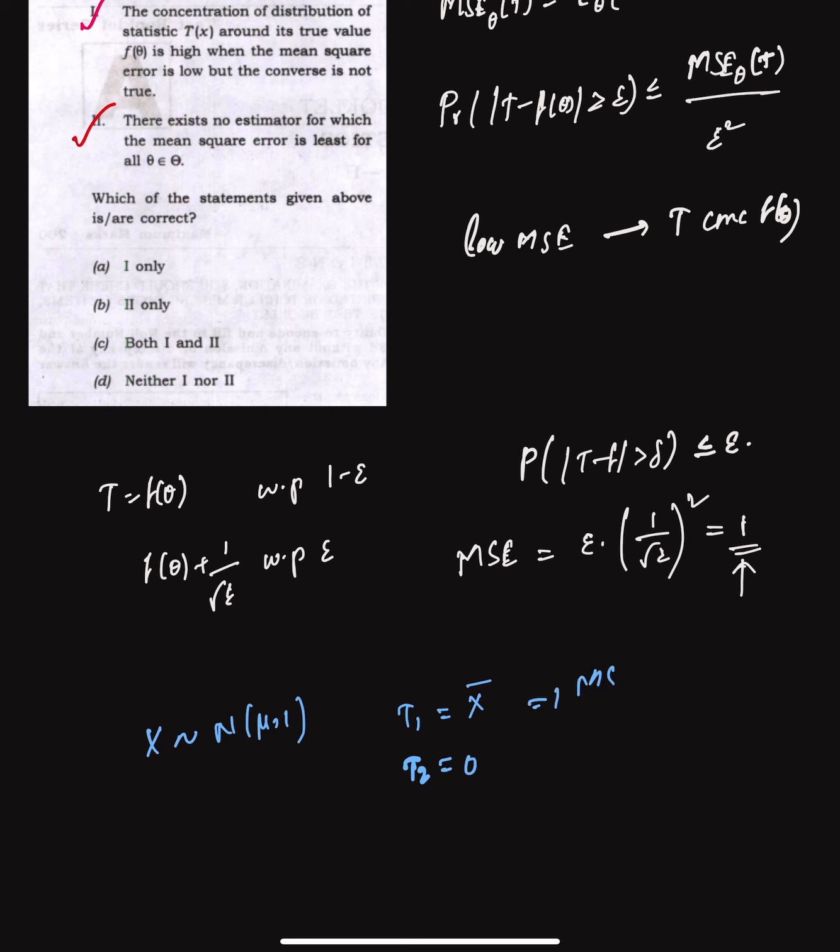If we consider the MSE of T1, that's nothing but variance plus bias square. Bias is 0 but variance is 1 by n. And if we consider the MSE of T2, bias is mu and variance is 0, so this is mu square. Now if mu is small, T2 can have smaller MSE, or if mu is large, T1 is better. Hence there is no single estimator that uniformly minimizes MSE for all theta. So therefore the second statement is also true. So both statements are true.